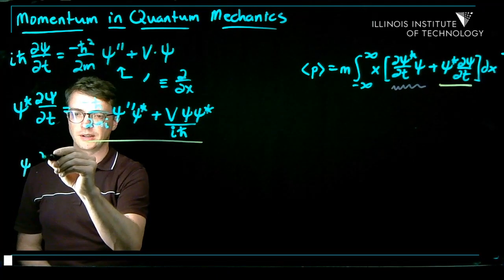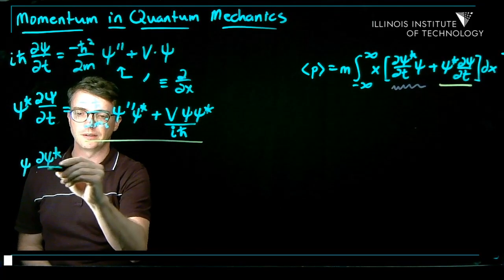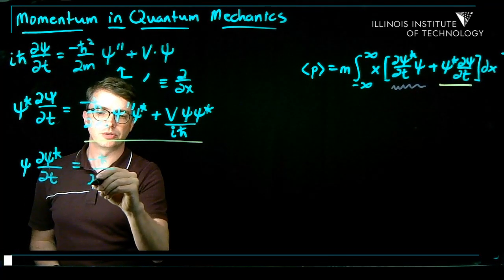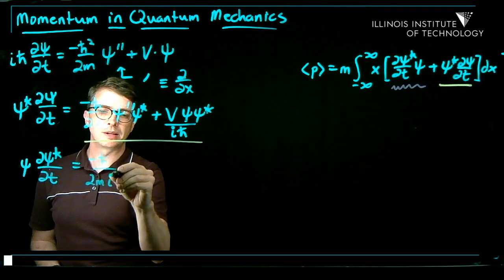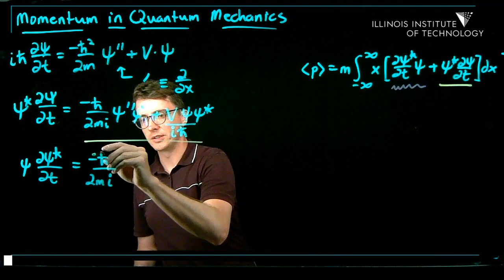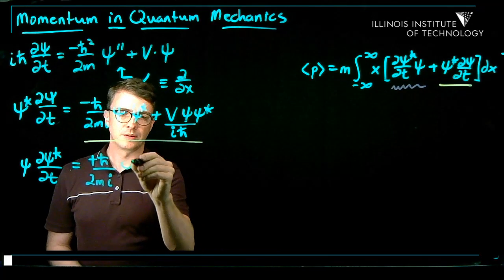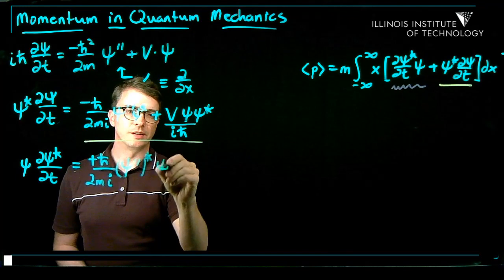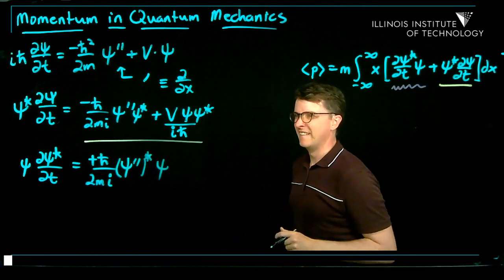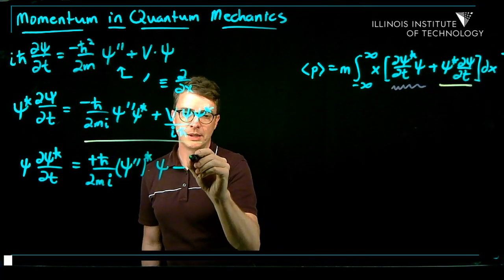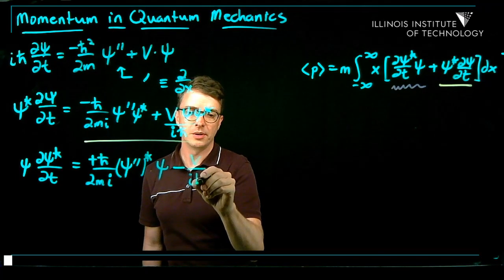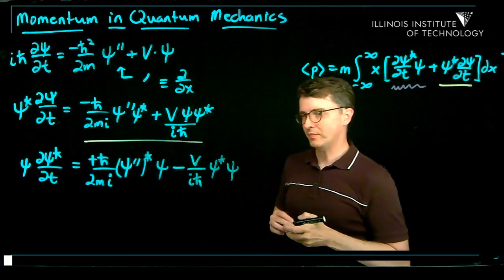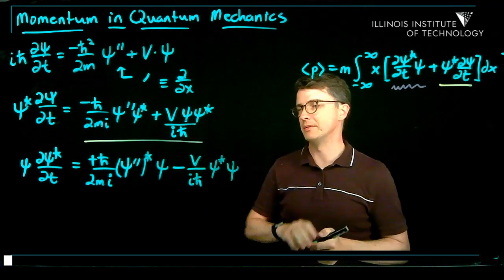So this will be psi, d psi star dt, minus h bar over 2mi, but the i becomes a minus i when I take the complex conjugate, so that becomes plus. And then instead of psi double prime, I have psi star. And then instead of psi star, I have psi. And this term becomes minus v over i h bar, psi star times psi. This minus sign came because I changed the i to minus i.